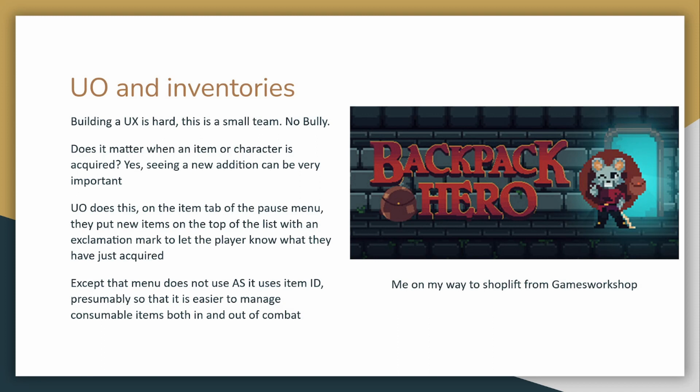Now the question is, does it matter when an item or character is acquired? Yes, it actually does. Seeing a new addition can be very important. You just get a new sword, you want to double check its stats in your inventory. And Unicorn Overlord does this, but only on the item tab of the pause menu. There they put new items on the top of the list with a little exclamation mark to let the players know that they just acquired it. And this menu doesn't even use acquired sorting. It uses item ID, presumably so that it's easier to manage consumable items both in and out of combat.